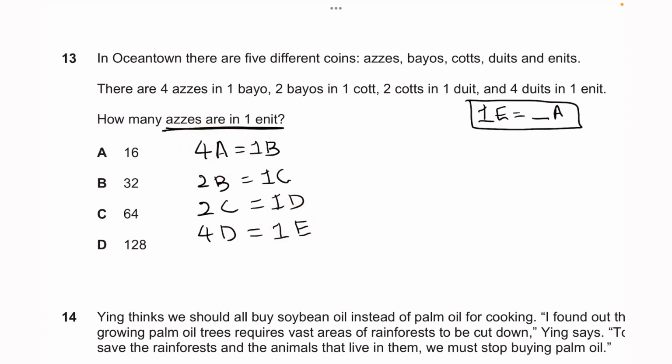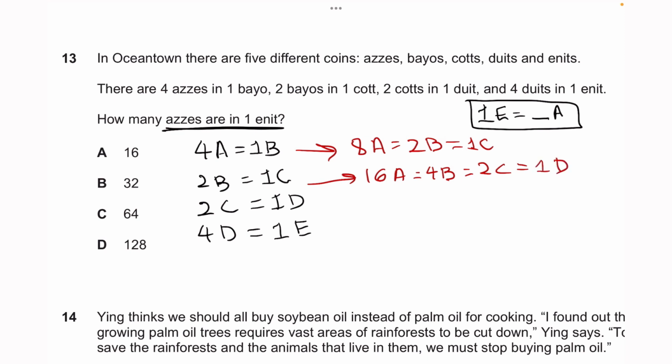So let's begin. If we know that 4 Azes is equal to 2B, we also know that 8 Azes is equal to 2 Bayos, which is equal to 1 Cot. Now, that also means that we know that 2 Cots is equal to 1D, so we also know that 16 Azes is equal to 4 Bayos, which is equal to 2 Cots, which is equal to 1 Dwit.